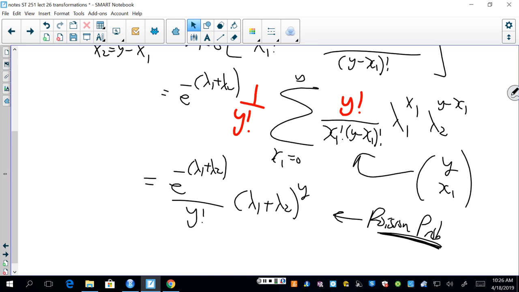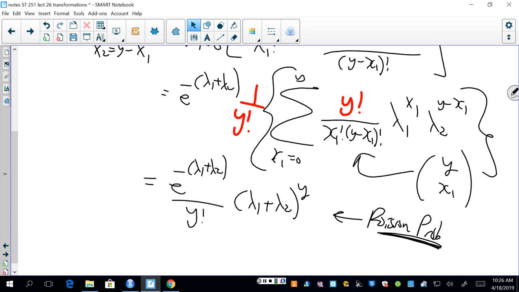MGFs, though, if you have the moment generating function, is a little quicker, a little easier to do. But this is more of a direct way. Any questions about this? Yeah, I don't quite understand the final punchline step of how you did the simplification. How did this whole thing become this?